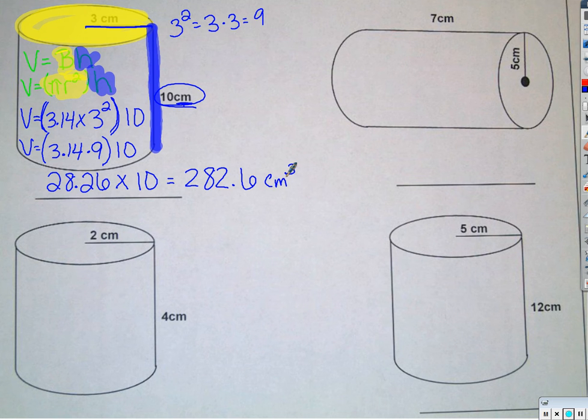Here's our units. Centimeters cubed, because we found volume, and volume we're finding of a three-dimensional figure, so it's cubic units. Alright, on to the next one.